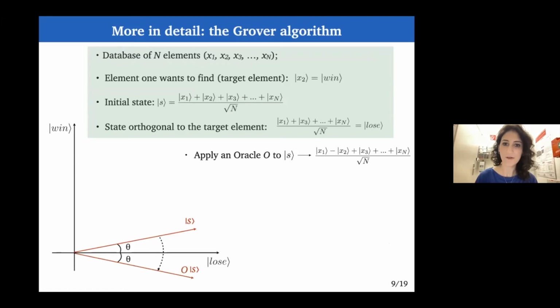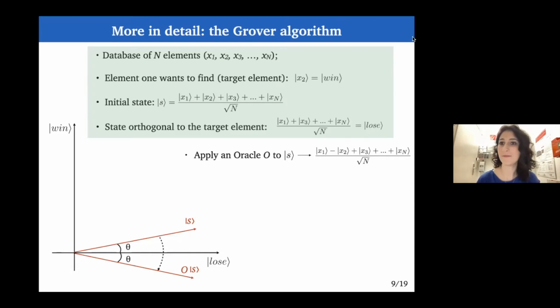The Grover search basically consists of two steps. The first one is the application of an oracle on the initial state S. As you can see from this geometric picture, the effect of applying an oracle on the initial state S is basically flipping the state about the loose axis, by the same angle theta. So we have this reflection about the loose axis.